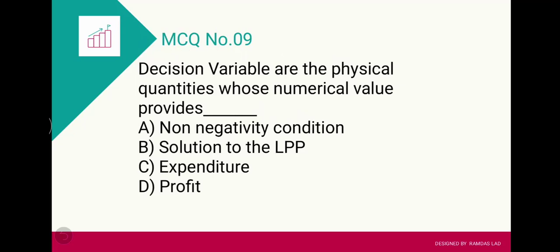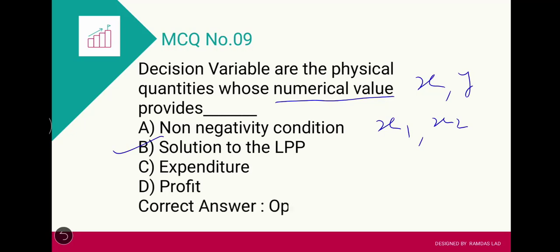So the numerical value of the decision variable is not given. We have to assume it as x or y, or we can assume it as x1, x2, up to xn. So these are the decision variables. The value of these decision variables we can get from the solution to the given LPP. So option B is the correct answer.